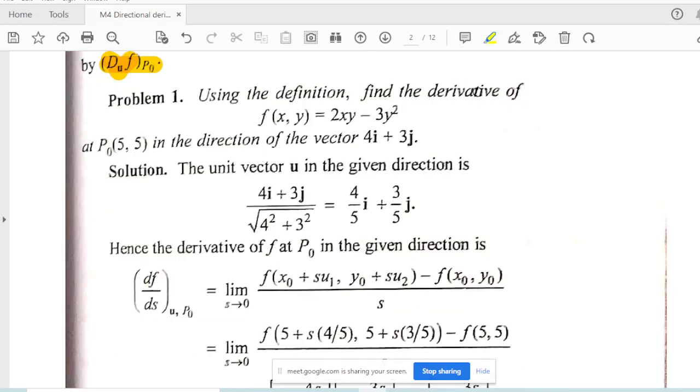Using the definition, find the derivative of f(x, y). f(x, y) is given, a point is given, (5, 5), in the direction of the vector 4i + 3j. Actually, here it is not a unit vector that is given, it is a vector.